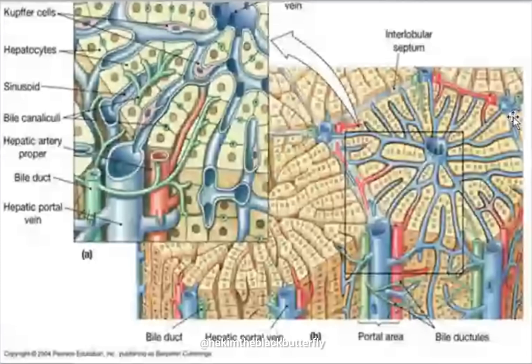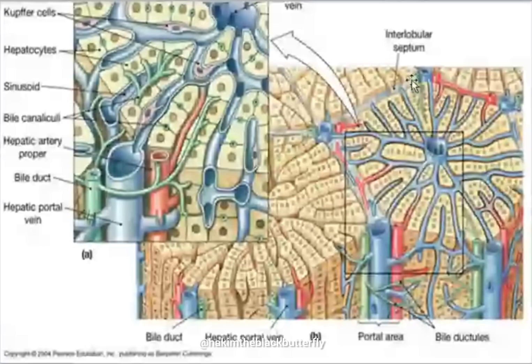And we also say that in the middle of the lobule, we have a vein known as the central vein. And inside the lobule, we have these cells, which are the hepatocytes. These are the cells of the liver, which are known as hepatocytes. So this is how the lobule looks like.